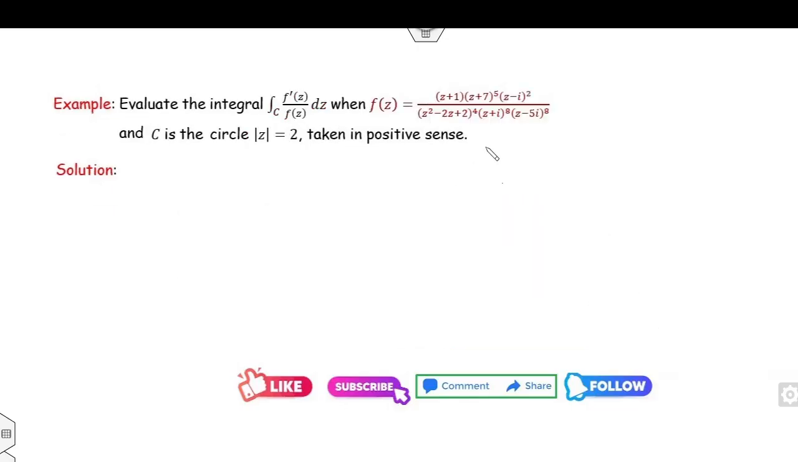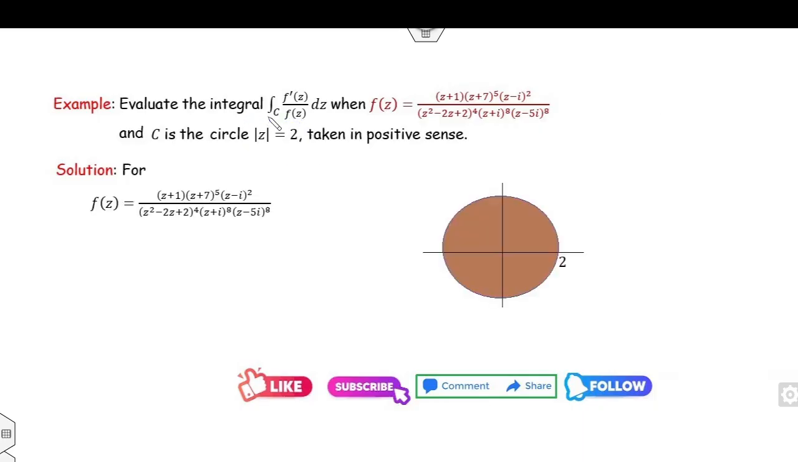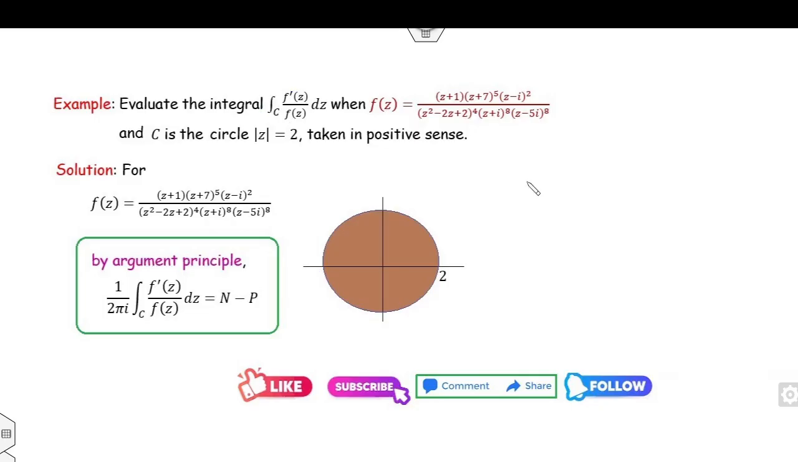Look at the second one. Again, you can see it's a very complex function. You are unable to find the value of the f dash easily. Draw the circle. Clearly, 2 and minus 2 define my circle. Now again, your target is to find the integral of f dash, so I can apply the argument principle.